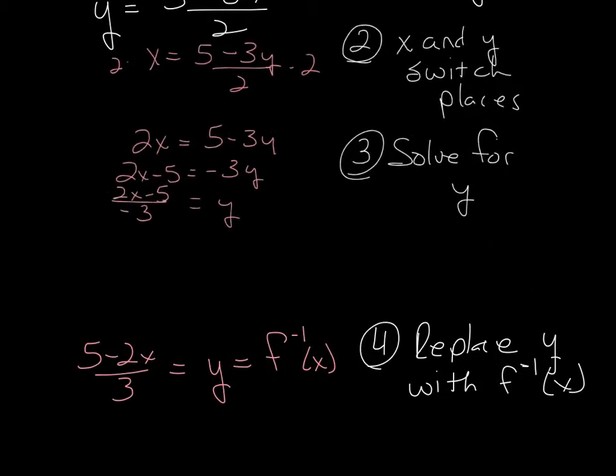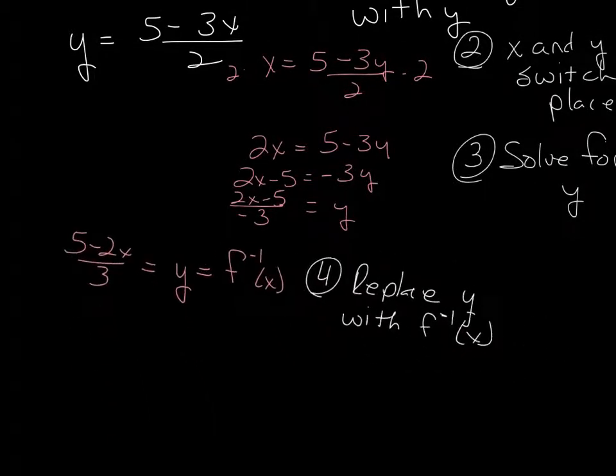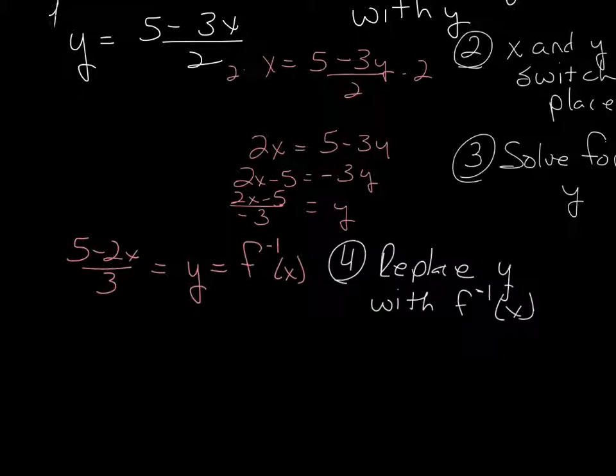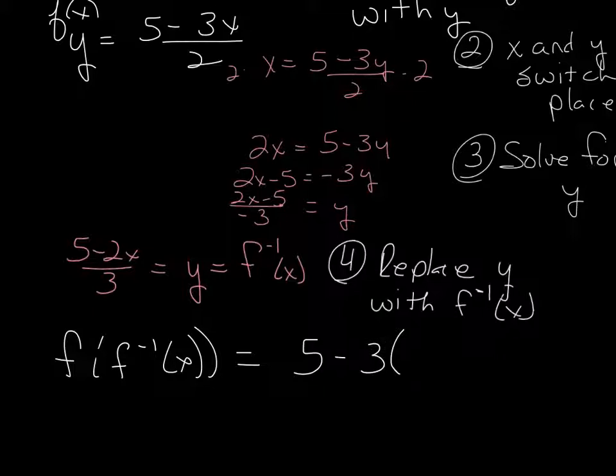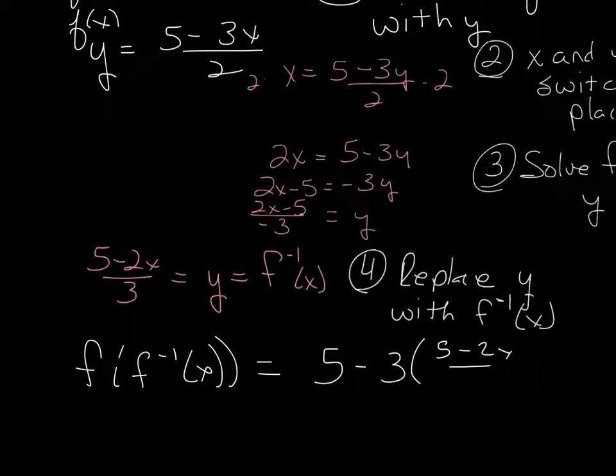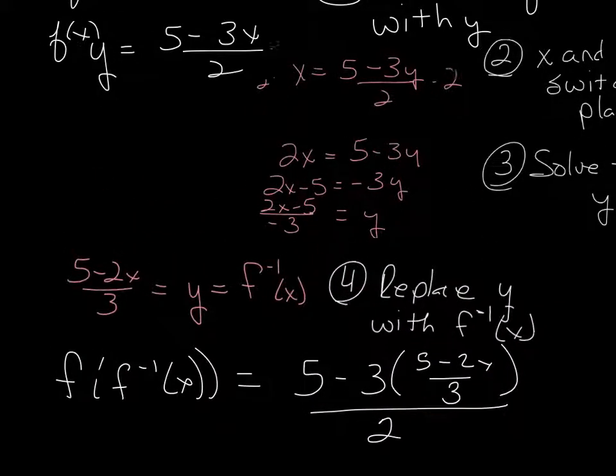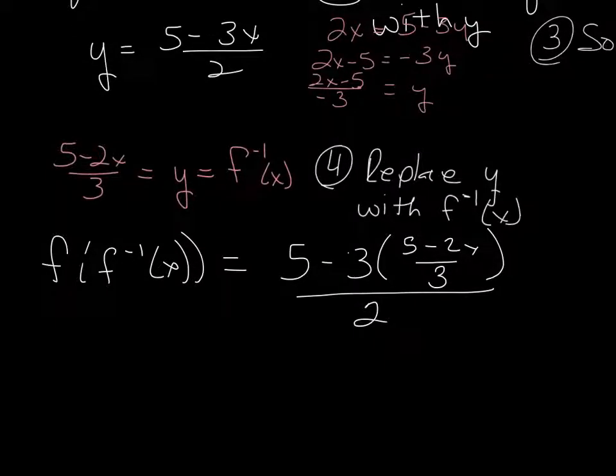So let me move this so I can see what the original function was. If this is f of x, I'm going to find f of g of x, or the inverse. Since we called it an inverse, we'll use inverse notation. So in f of x, I'm going to have 5 minus 3 times 5 minus 2x over 3, and that's all over 2. That looks kind of bad, but if we simplify, what happens to this 3 and this 3? They cancel. So we have 5 minus 5 plus 2x over 2.